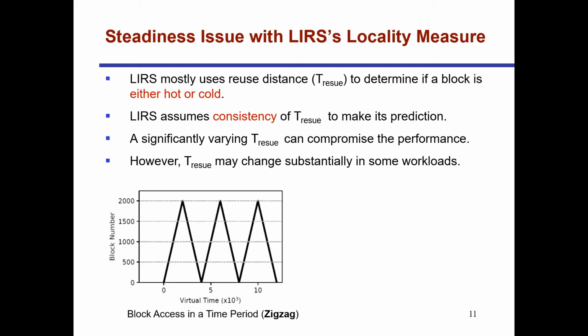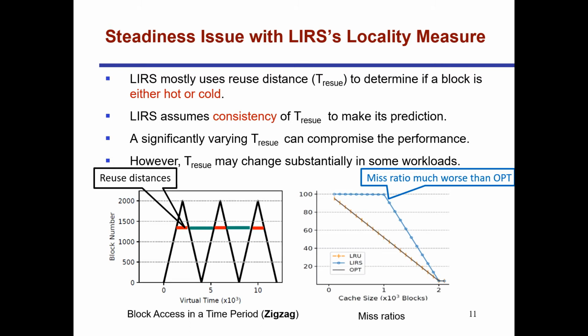Let's take a look at this zigzag access pattern. In this access pattern, an ordered list of blocks are repeatedly accessed in alternate directions. Every small reuse distance is followed by a large reuse distance, which is again followed by a small reuse distance. This basically is against the assumption of LIRS. And accordingly, we see its miss ratio is actually much worse than OPT's.